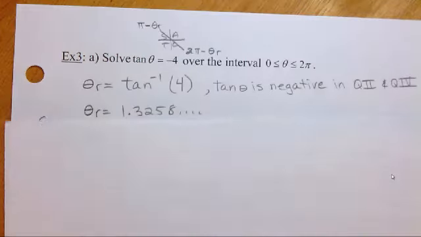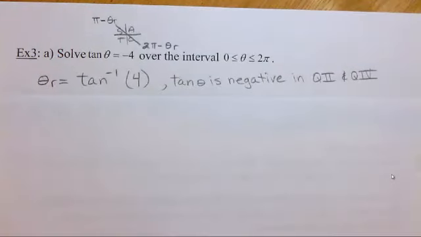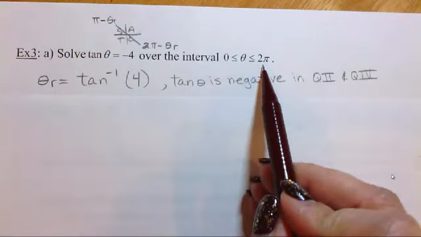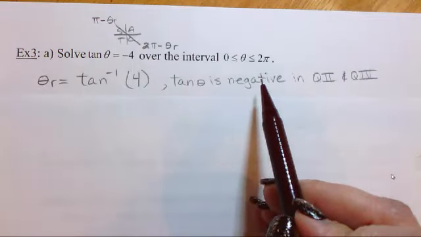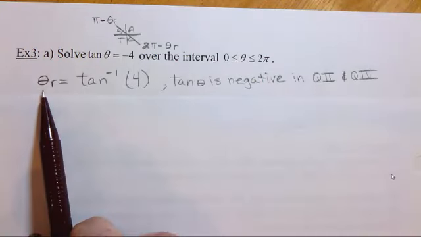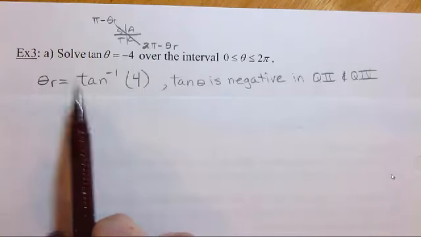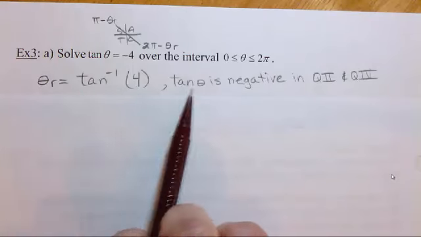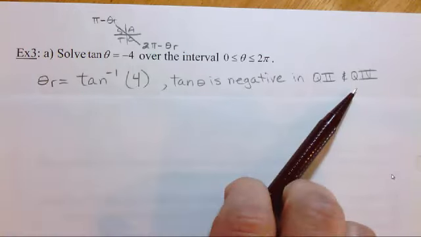All right, so now the next example on the next page is solve tan theta equals -4 over the interval where theta is between 0 and 2π. So that's just with one rotation. I want to figure out the reference angle. So θr is tan inverse 4. And you also want to make note that tan is negative in quadrant 2 and 4.